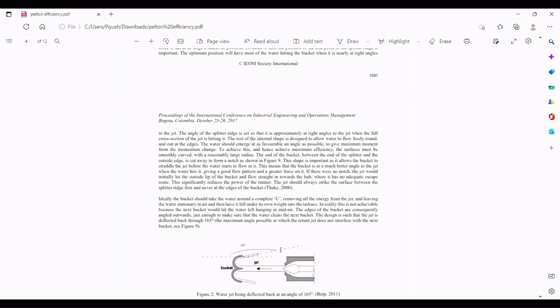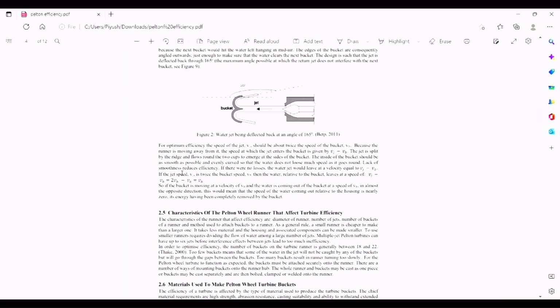The angle of the splitter ridge is set at right angles to the jet when the full cross section of the jet is hitting it. The remaining shape is designed such that it allows the free flow of water. As shown in figure number 2, the water should travel in a U-shape, removing all the energy from the jet and leaving the water stationary in air, and then have it fall under its own weight into the tail race.